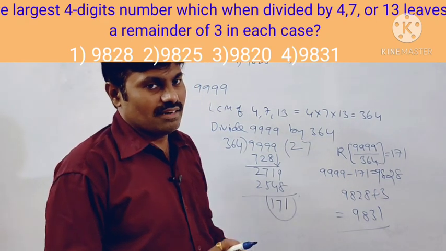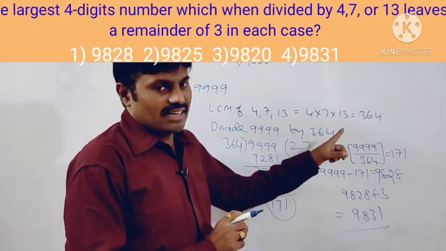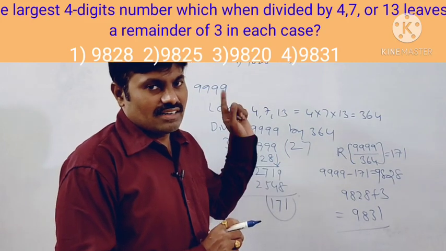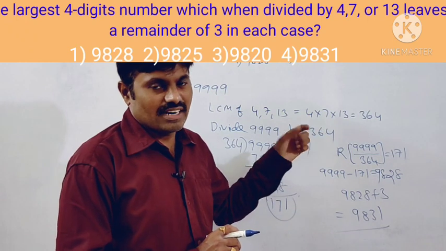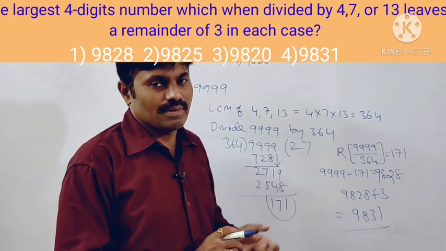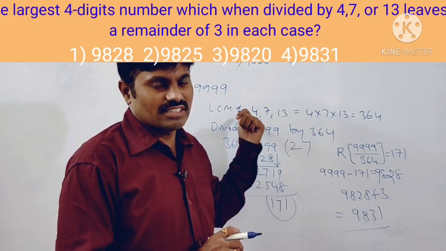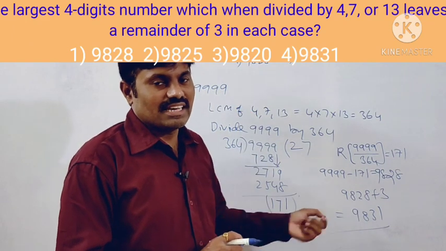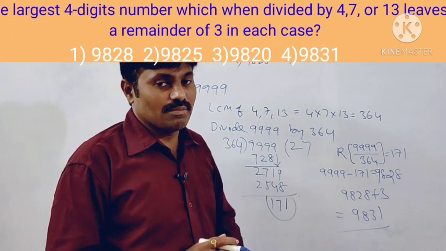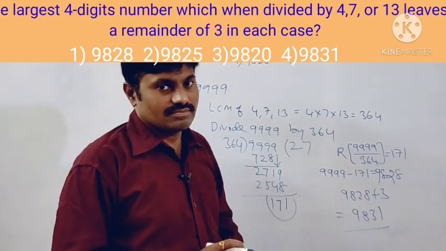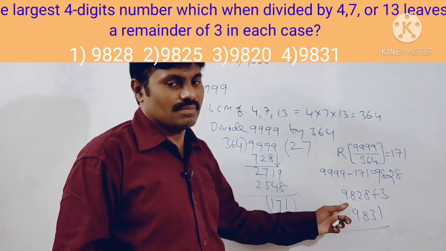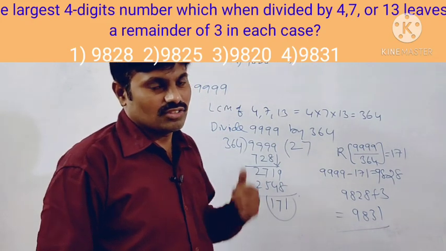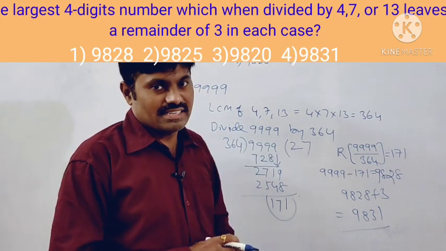Okay, simple. First find the LCM and divide the greatest 4 digit number by this LCM. You will get some remainder. You have to subtract that remainder from the largest 4 digit number. Then we will get the largest 4 digit number which is divisible by these divisors. But we need to leave a remainder, so that remainder part we have to add to this number. Clear? These are important for NDSA, I expect.